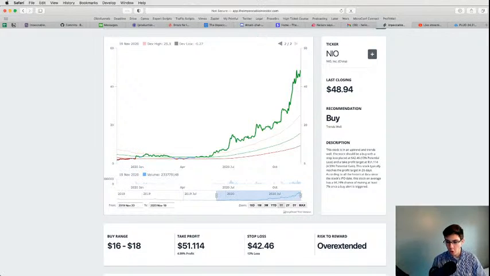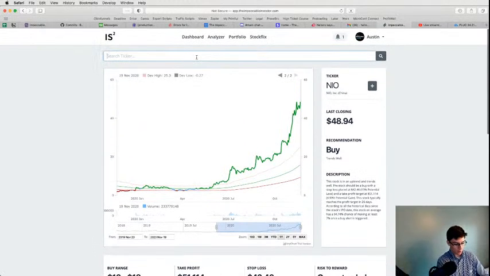So if you were to look for a dip buy on a stock like HLT, how would you use the trending band to identify that? So let's use this.